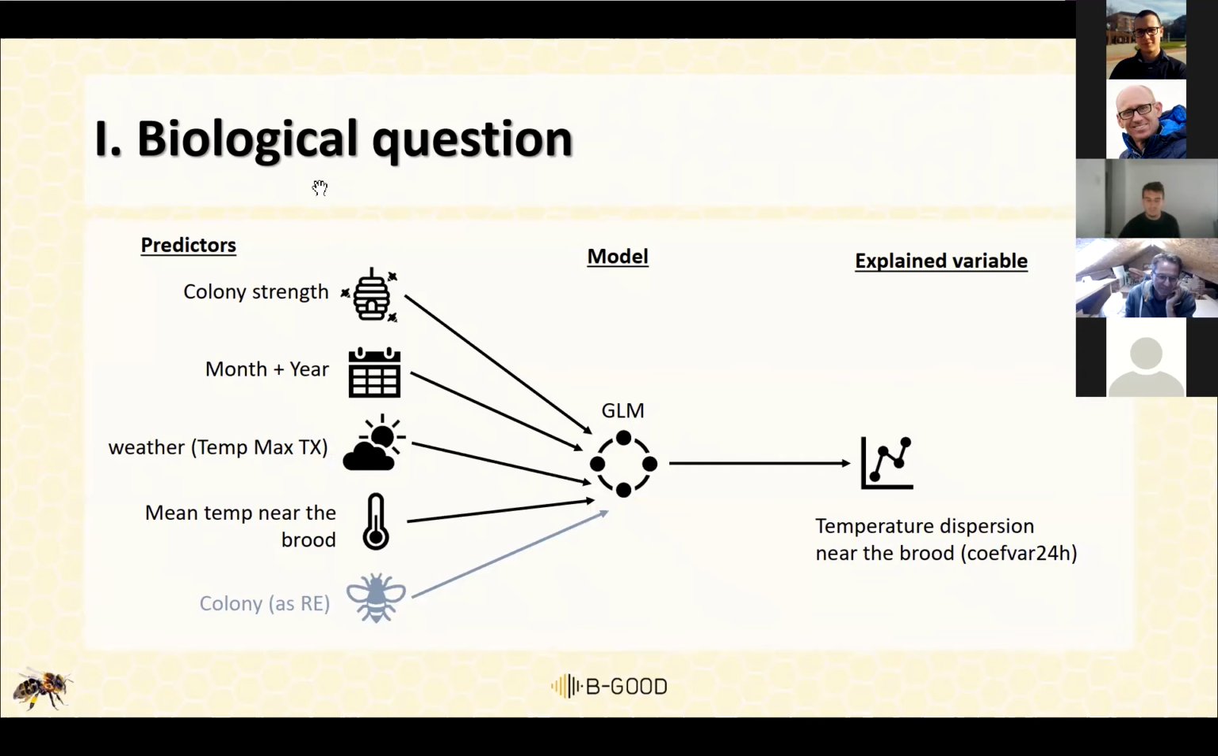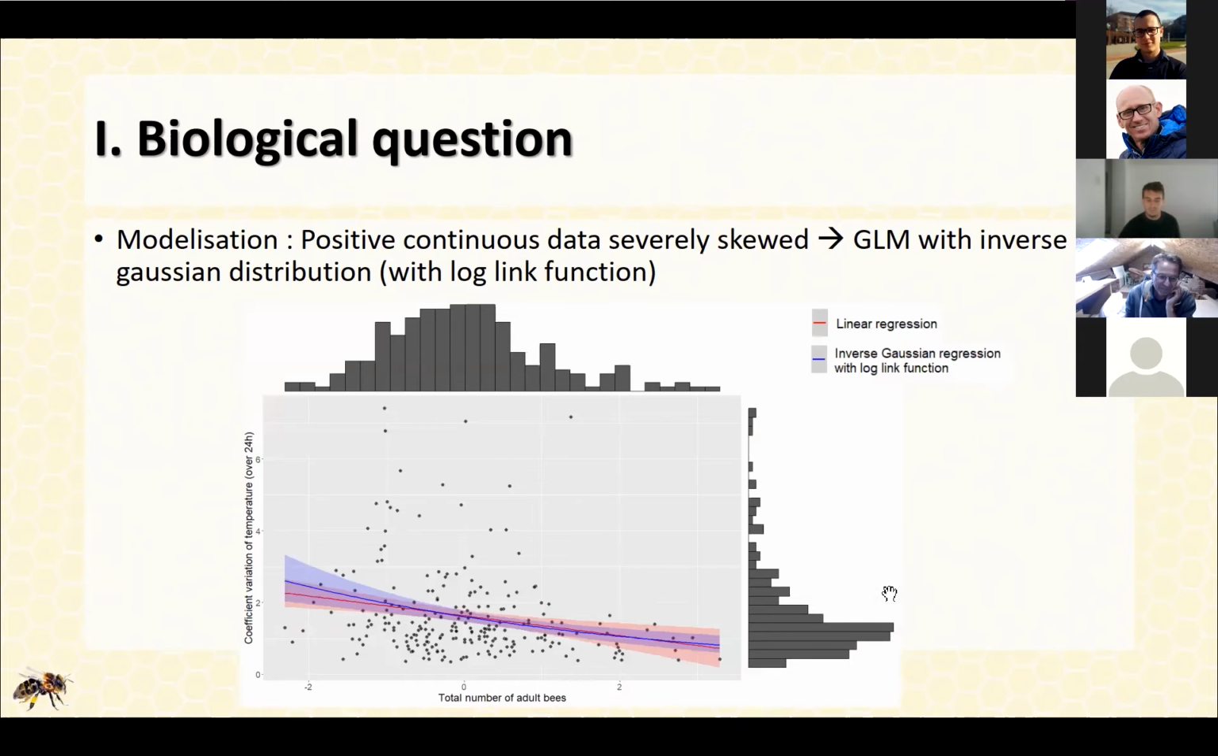What we did was to add the predictors I talked to you about in a model. So colony strength with the two, number of adult bees and brood cell. The month and year were one proxy of weather, and the mean temperature, as well as a colony random effect. We included all that in a model from general linear models, and we tried to explain the temperature dispersion near the brood with that. Because our coefficient of variation, that is the explained variable, is positive, continuous, and severely skewed, as you can see in this graph here.